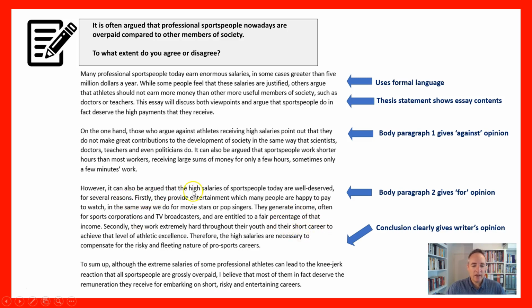However, it can also be argued that the high salary sports people are well deserved for several reasons. Firstly, they provide entertainment which many people are happy to pay to watch, in the same way that we do for movie stars or pop singers. So we're putting our sports people in an entertainment area. We're saying they're kind of like entertainers. They deserve the same amount as movie stars or pop singers.